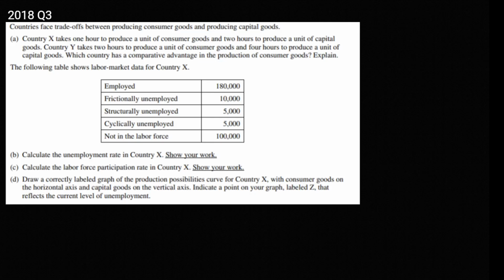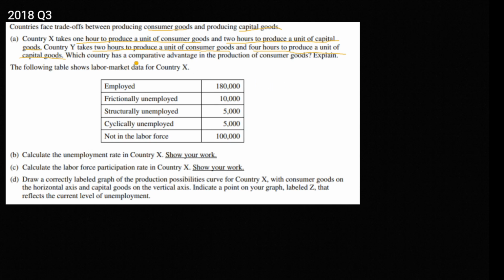Brilliant economics students. Today we're doing some pre-response questions for Unit 1 and Unit 2 of AP Macroeconomics. So let's get started. Countries face trade-offs between producing consumer goods and capital goods. We have country X, it takes 1 hour to produce a consumer good, so this is 1 unit of consumer good, and 2 hours to produce a single unit of capital goods. Country Y takes 2 hours to produce a unit of consumer goods, and 4 hours to produce a unit of capital goods.